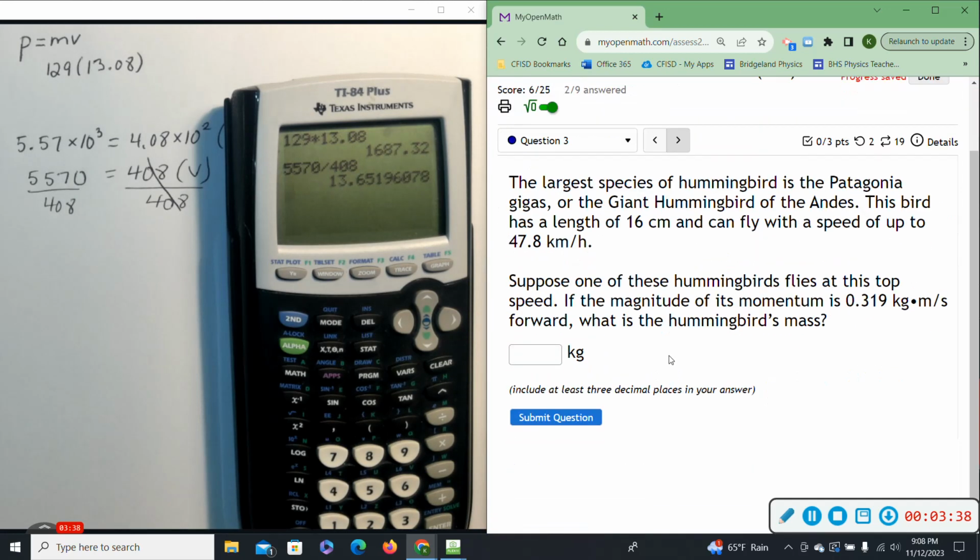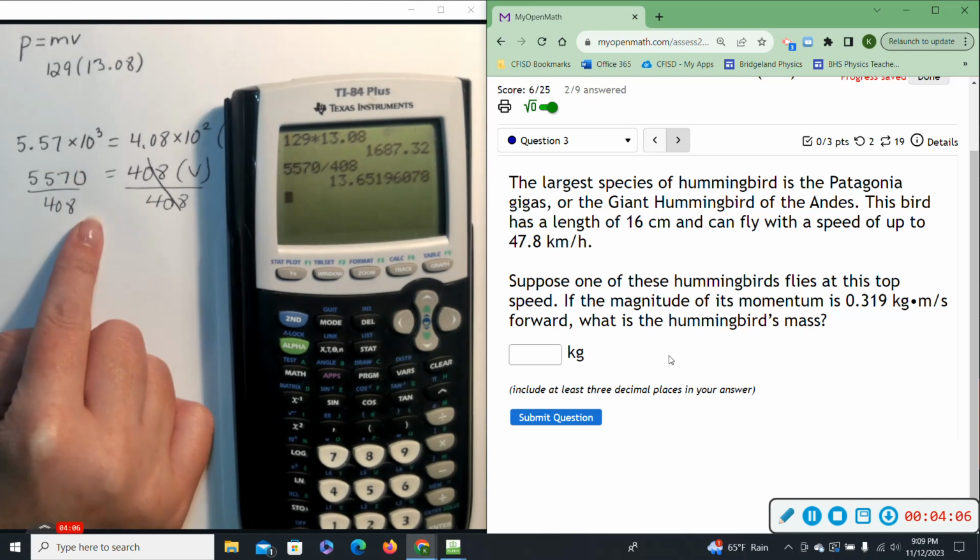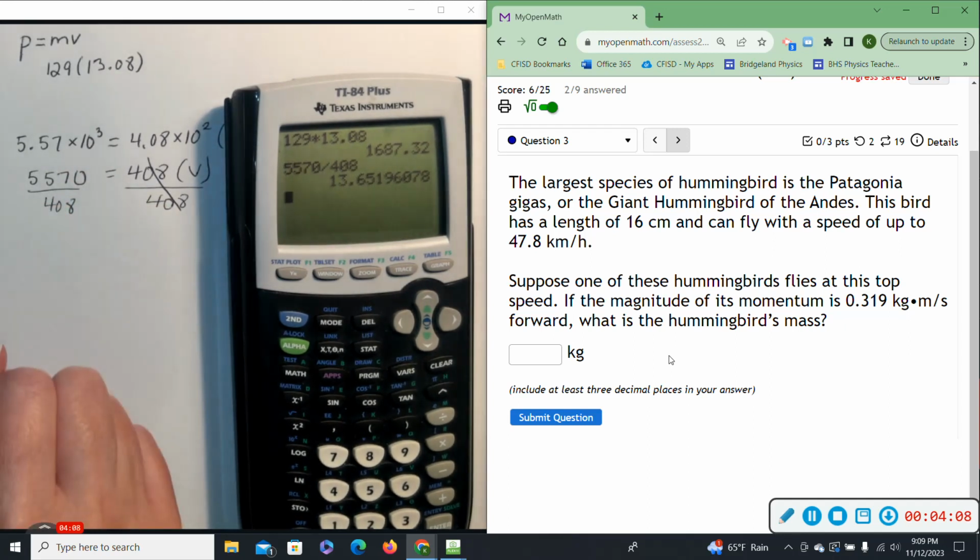Question number 3 says, the largest species of hummingbird is the Patagonia gigas, or the giant hummingbird of the Andes. This bird has a length of 16 centimeters and can fly with the speed of up to 47.8 kilometers per hour. Suppose one of these hummingbirds flies at this top speed. If the magnitude of its momentum is 0.319 kilogram meters per second forward, what is the hummingbird's mass? And this is going to be very similar to the problem that we just did, where you have to do a little bit of algebra to rearrange it.